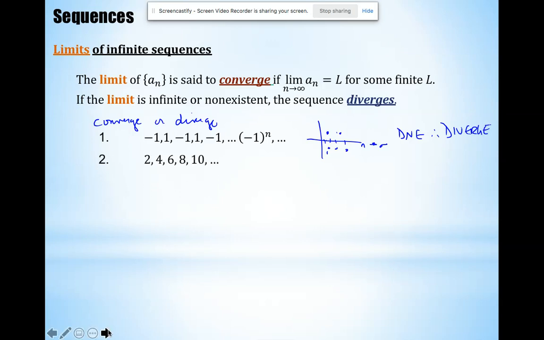How about that one? 2 plus 2, 4 plus 2. This is arithmetic. Arithmetic with a positive or negative d is still a linear pattern that goes to either positive or negative infinity. We call that divergent.